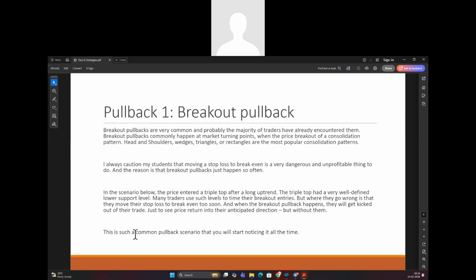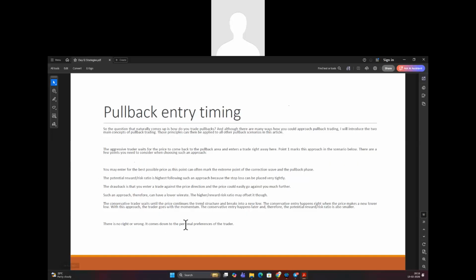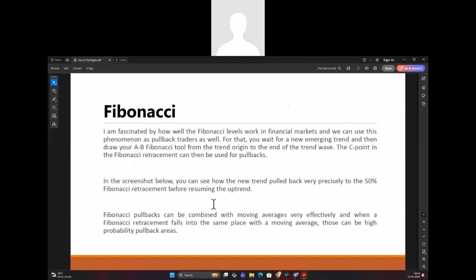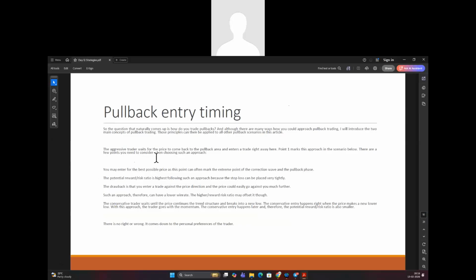There is no right or wrong. It comes down to the personal preferences of the trader. Okay, so pullback entry timing is very important. So today one of the best examples is crude oil. So pullback entry timing is very much important.